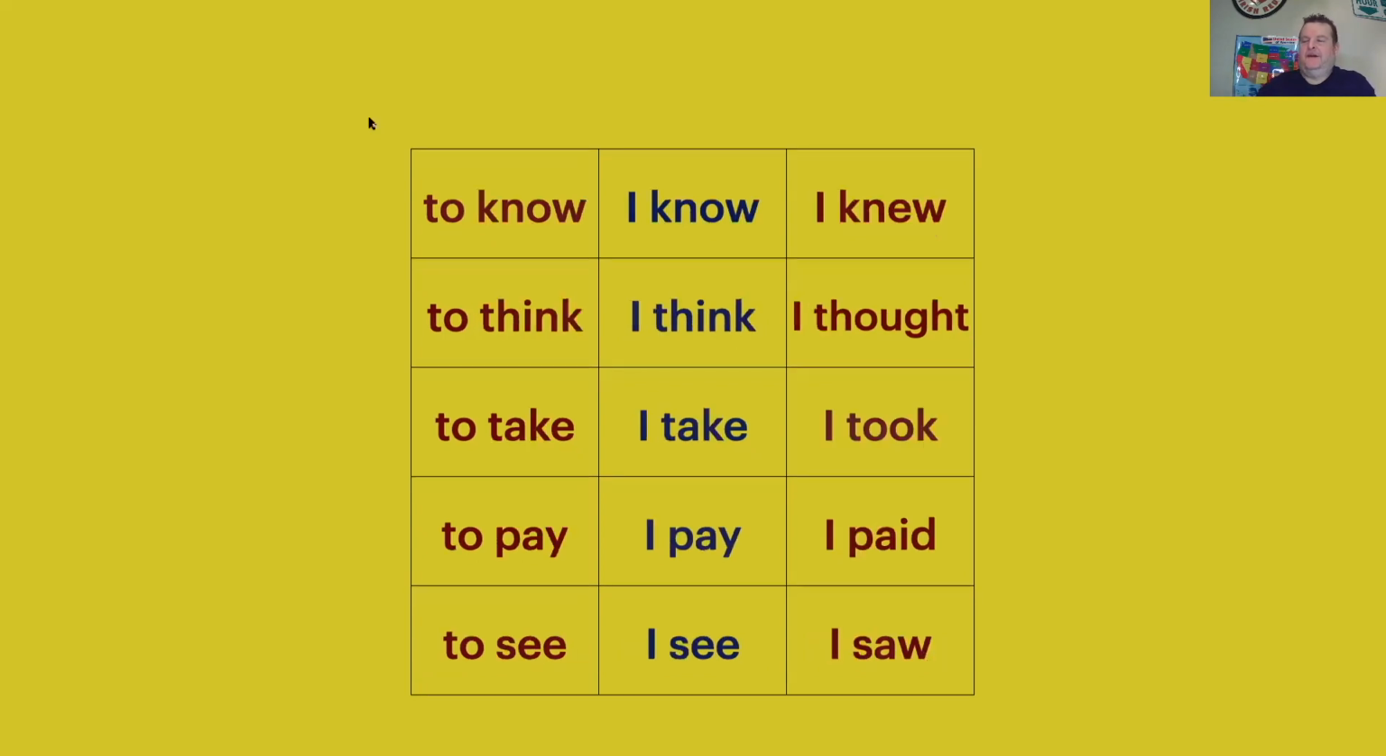Awesome. Now we've got 5 more for you here. To know becomes I knew in the past tense. To think will become I thought in the past tense. To take will become I took in the past tense. To pay will become I paid in the past tense. And to see will become I saw. So repeat after me. I knew, I thought, I took, I paid, I saw.